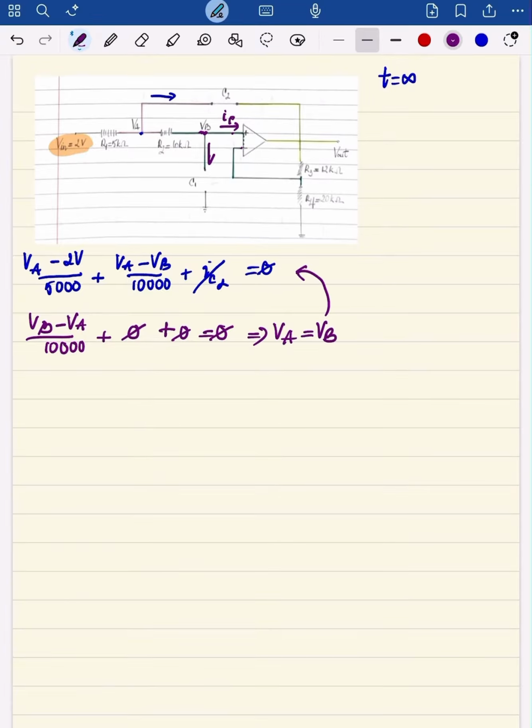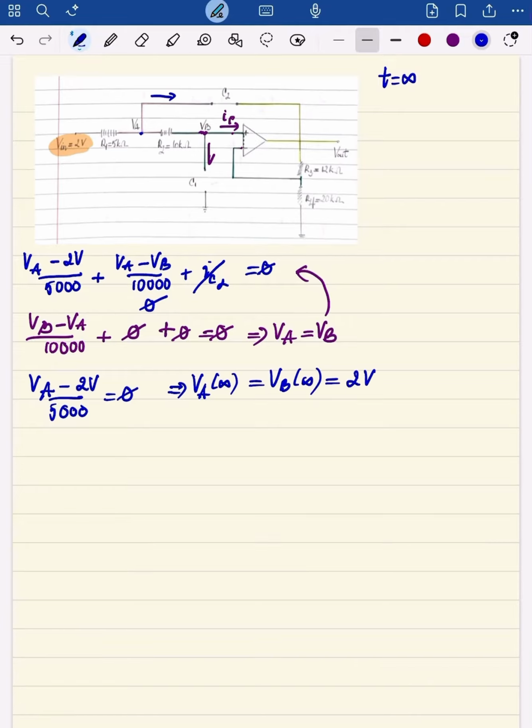Now plug it back into this equation right here. And you can see that VA equals VB, right? So VA minus VB is going to be 0. So the term right here is going to be 0. So I have the first term, VA minus 2 V over 5,000, going to be 0. Therefore, I know VA at infinity equals VB at infinity equals 2 volts.